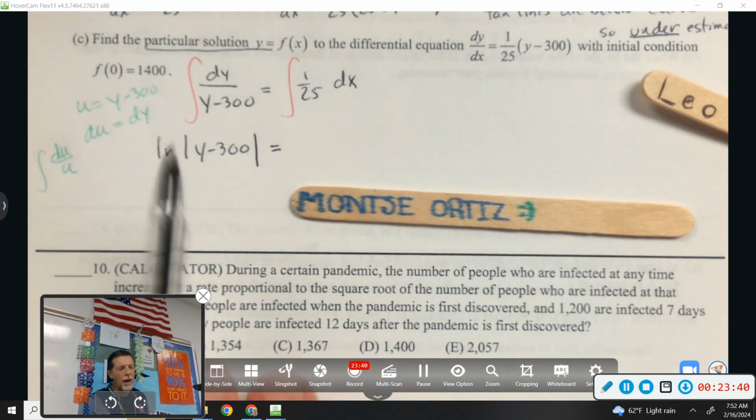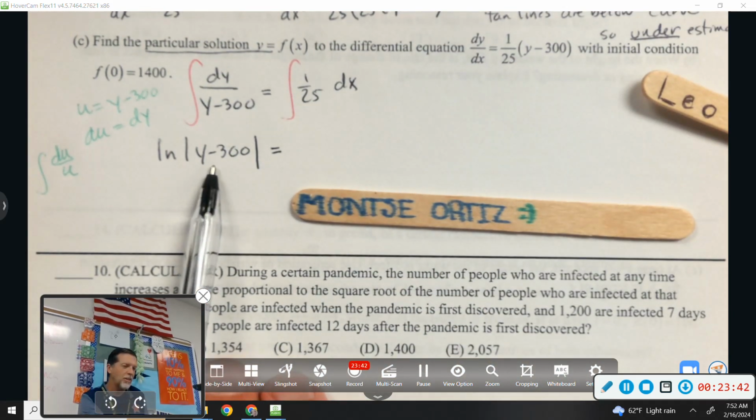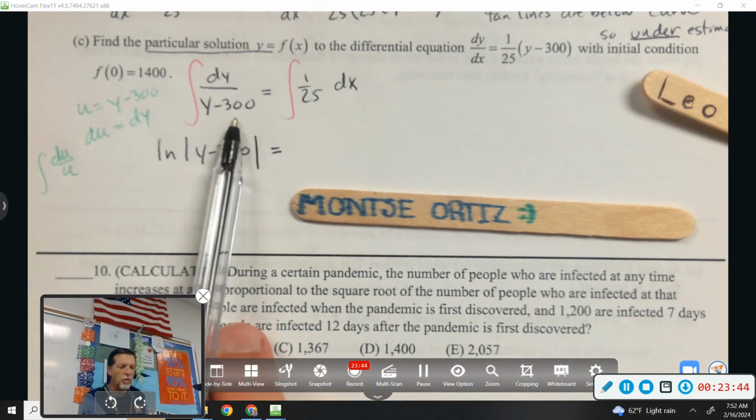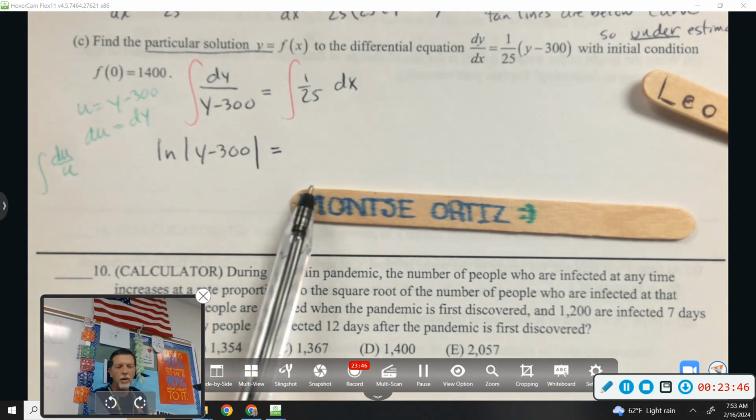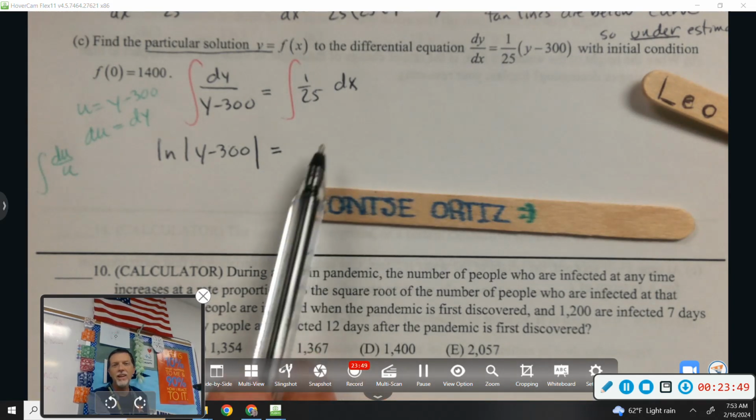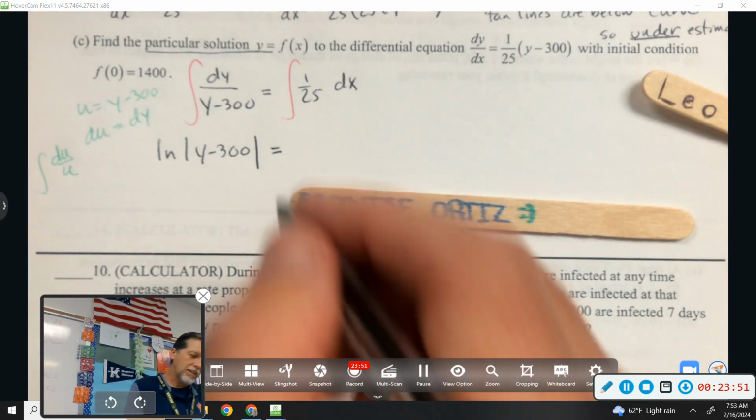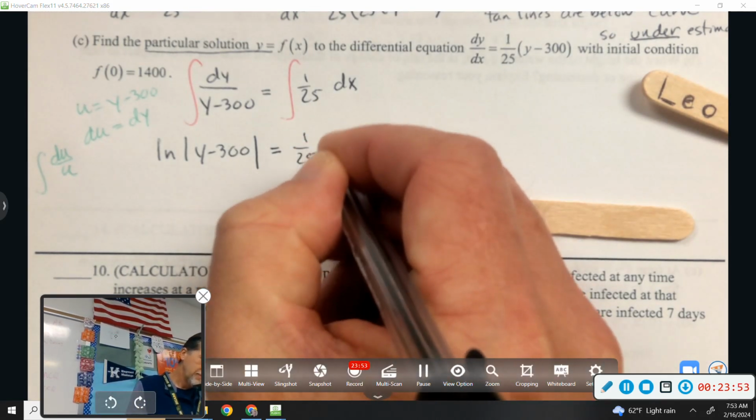Again, absolute value is the technically correct thing to do. All of my y values, though, are more than 300, so I'm not really worried about it for this problem. Monty, how about the other side? Antiderivative of 1/25 dx? Good.